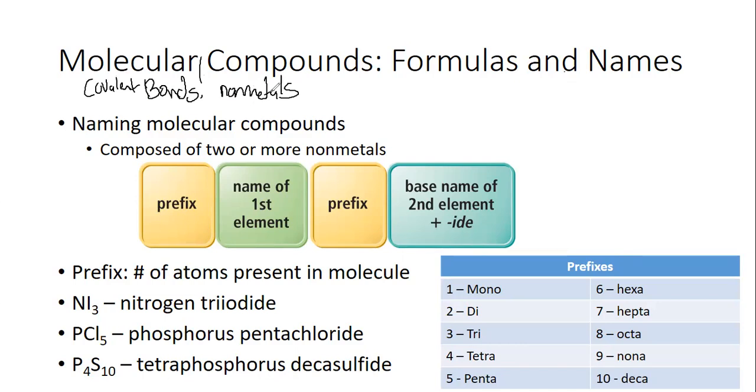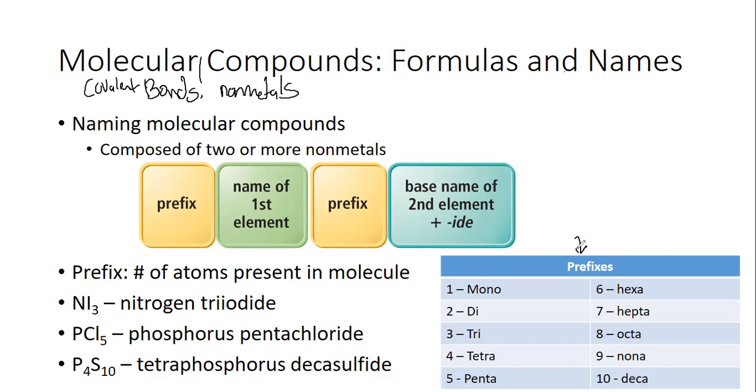However, for molecular compounds, the naming scheme's kind of easy in that you just name each element and you have a prefix for how many atoms of that element is present in the molecule. And then the last element just becomes ide. You end the name of the last element with ide. Our prefixes are the same as the ones we use for water. So they're the same in both cases. Once you learn it for one, you know it for the other.